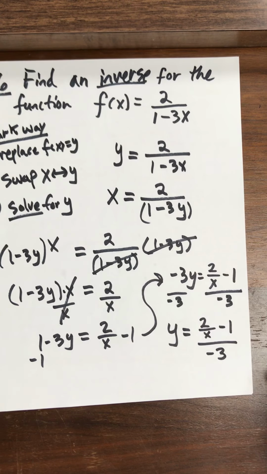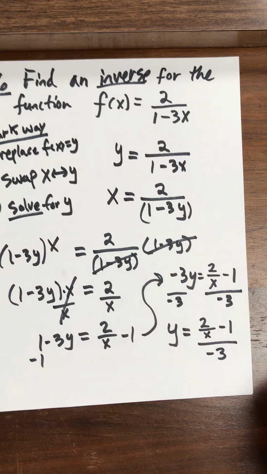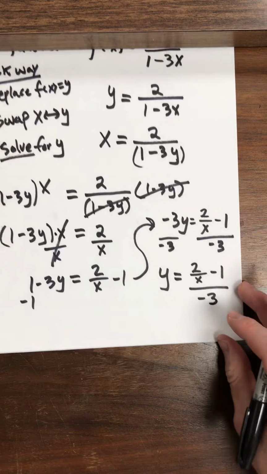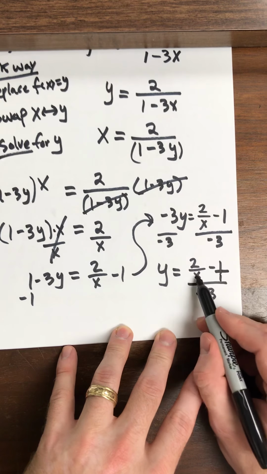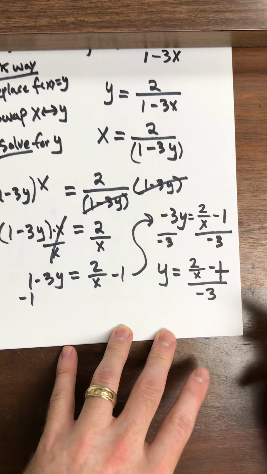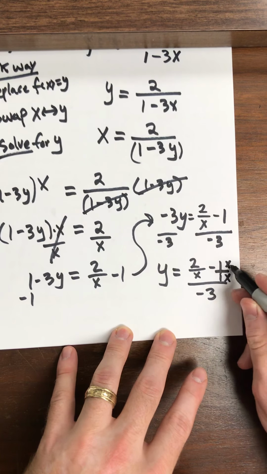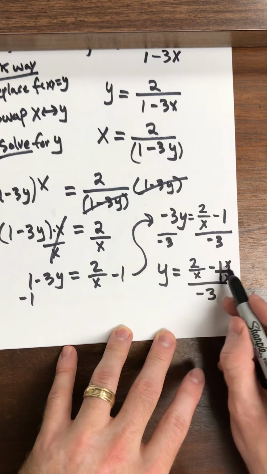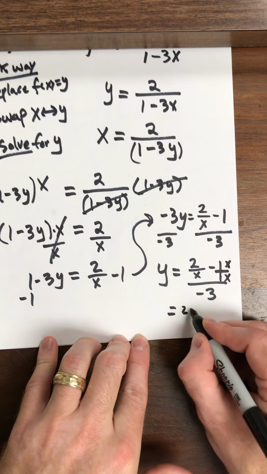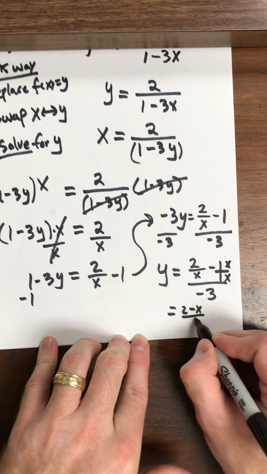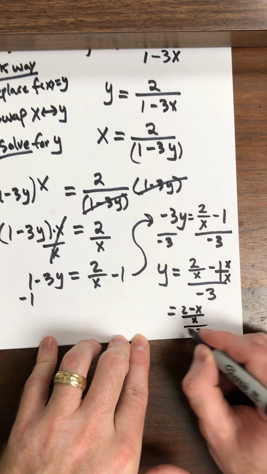Now that's kind of ugly. Some teachers may or may not be okay with this. So if we simplify, common denominators, okay, x here and 1 here, so I need to put an x here, and if I put an x in the denominator, I've got to put it in the numerator. So then what do I get? I get 2 minus x over x, and that's all divided by negative 3.